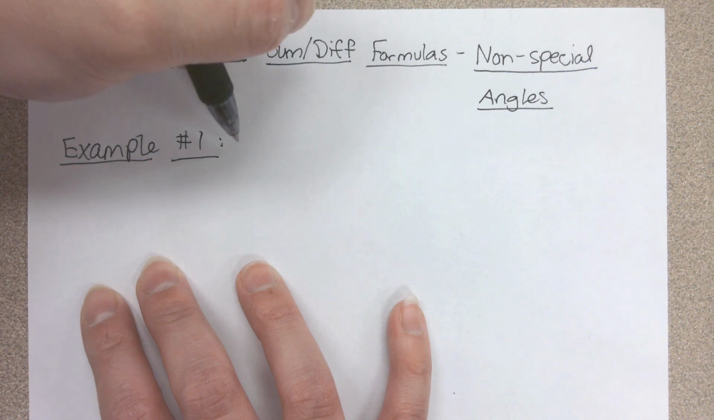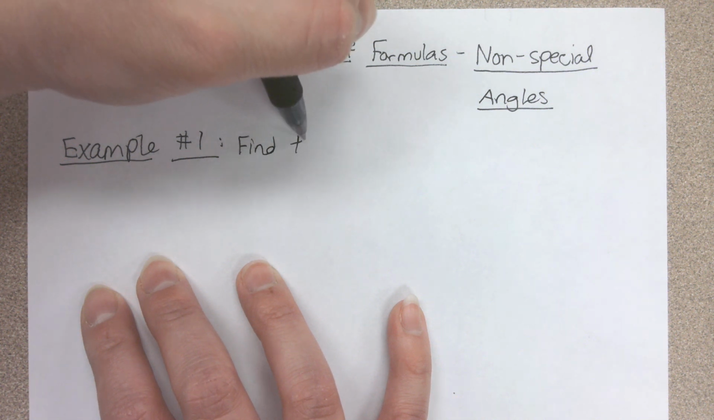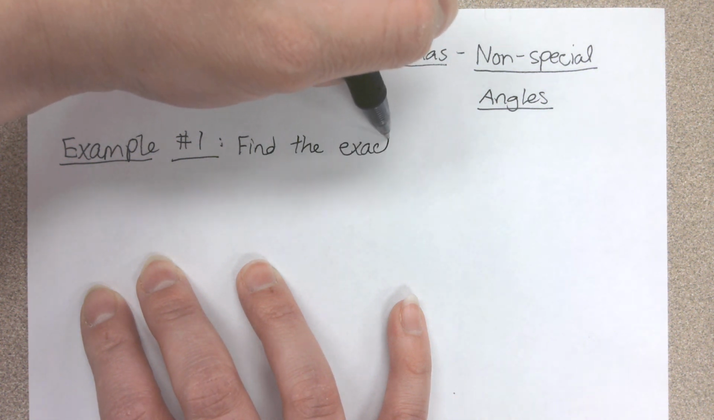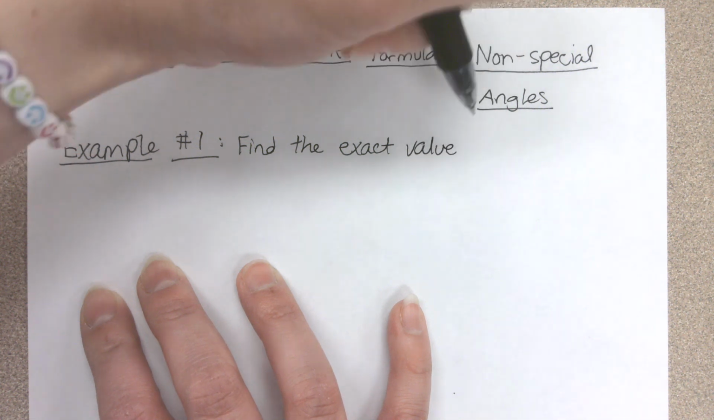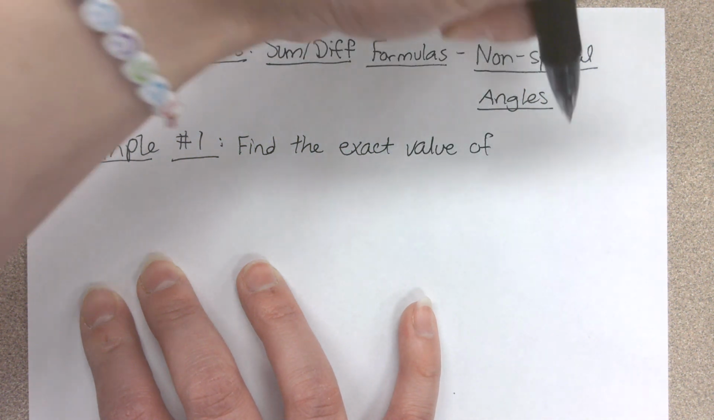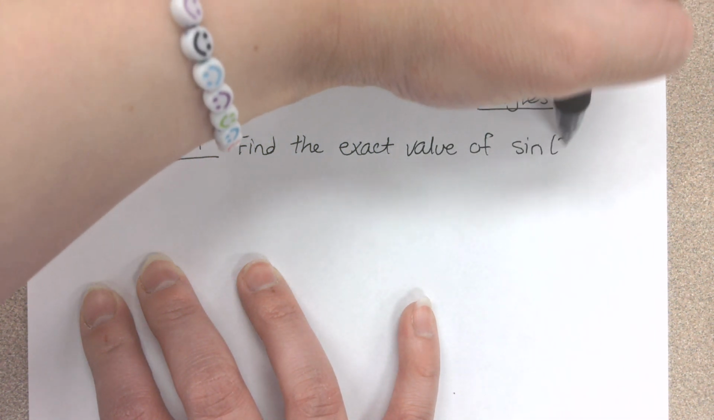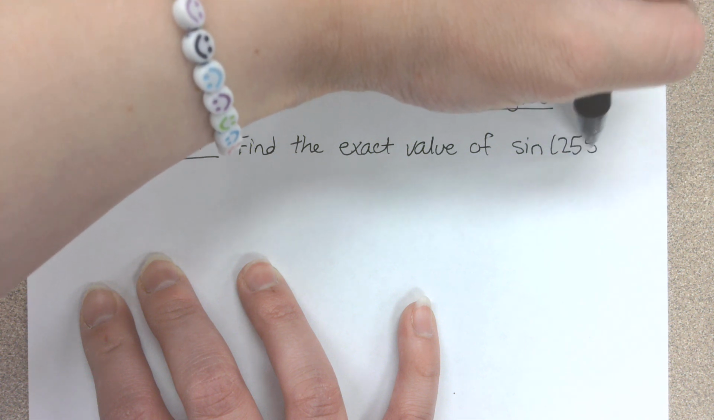Example 1. Find the exact value of sine of 255 degrees.